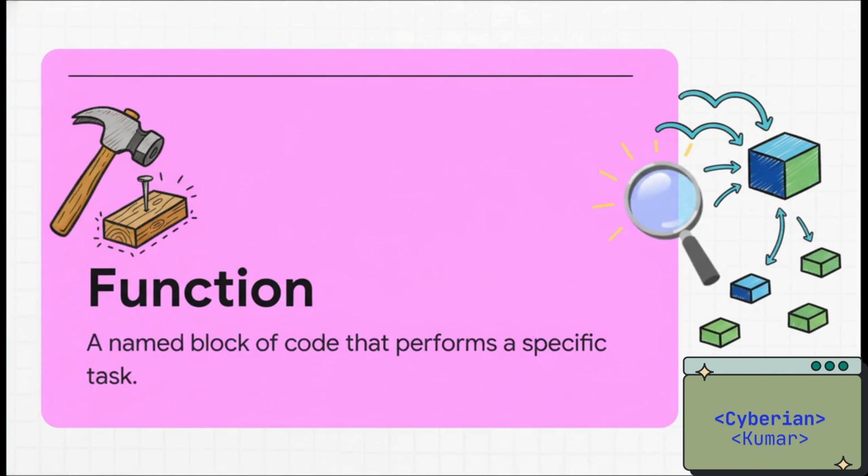So what is a function really? It's just a named, reusable block of code that is designed to perform one specific task. You build this tool once, give it a name, and then whenever you need that job done, you just call its name. It's kind of like grabbing a hammer to drive in a nail. You don't build a new hammer every time, right?